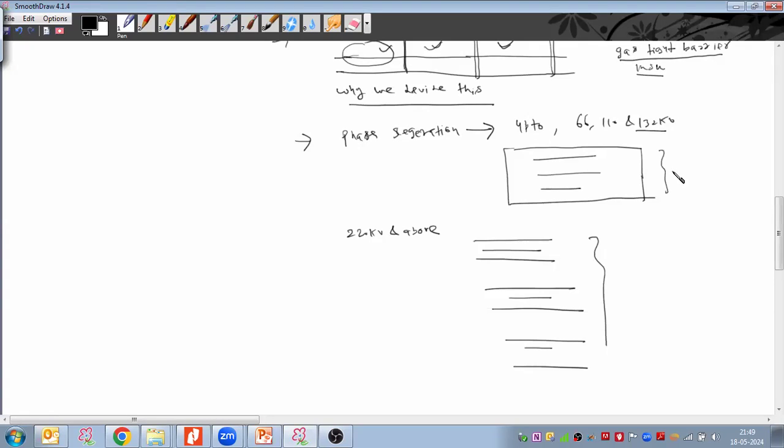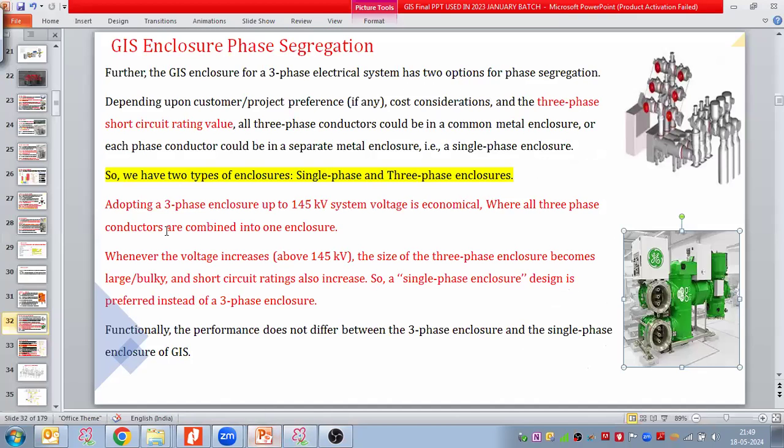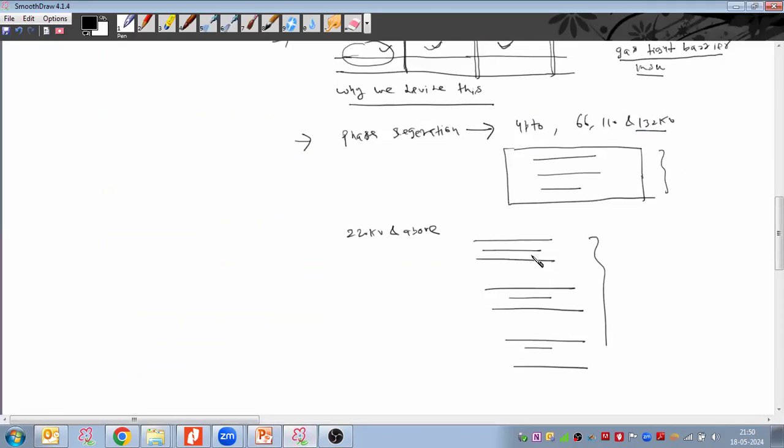The three-phase enclosure is economical, but when the voltage level increases, the size of the three-phase enclosure becomes bulky, so transportation, erection and installation could be difficult. And when the voltage level increases, the short circuit ratings, the short circuit pressure, and the arc developed by the short circuit current also increase. So for voltage above 145 kV, we generally take the single phase enclosure design of the GIS. A single phase enclosure design is preferred instead of a three-phase enclosure design. Personally, here we are dividing based on the voltage level, but the electrical function will not change whether we go with three-phase or single phase.